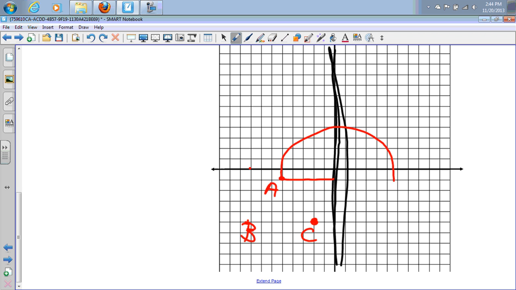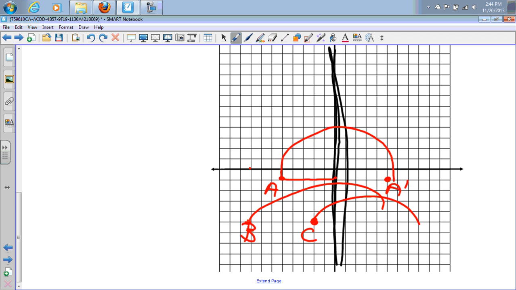So if it's 1, 2, 3, 4, 5, I'm going to go up to the y-axis and I'm going to go 1, 2, 3, 4, 5. And that's going to become A prime. And I will do the same thing for B. I will flop it over. And C, I will flop it over.